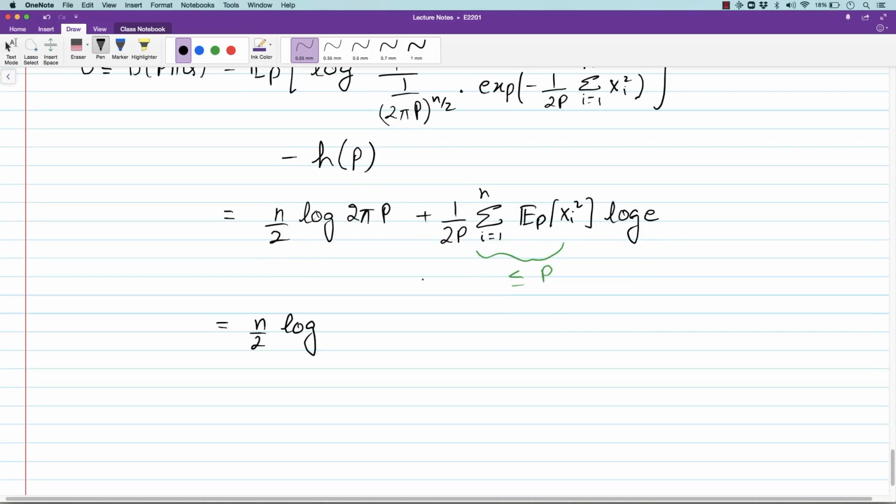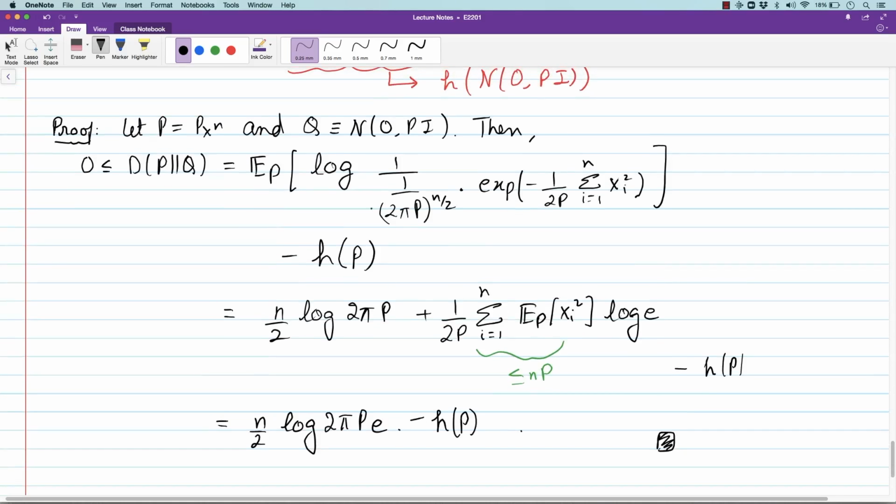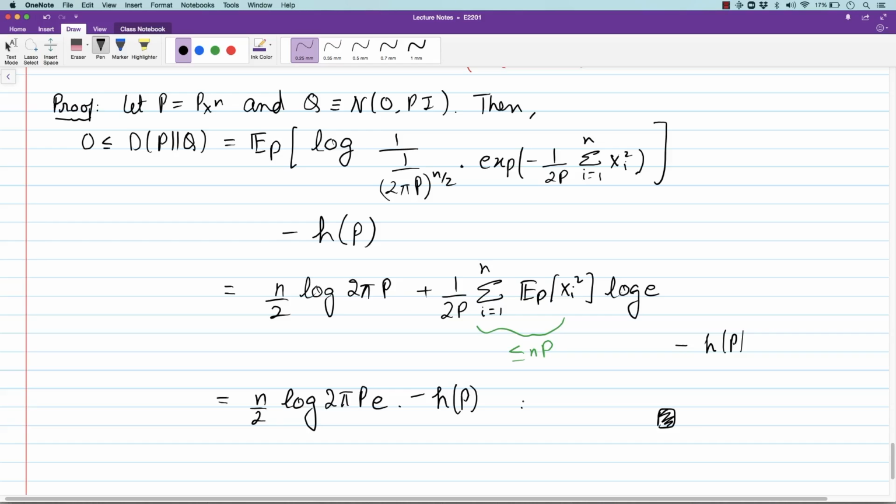But this result is true, it doesn't matter what number you have there. So this one is less than or equal to nP, and so what you get is n by 2 log 2 pi P, and then an extra e here. Of course, this minus h(p) still remains here. So this difference is greater than or equal to 0, therefore h(p) is less than or equal to this, and remember, this is the one for Gaussian distribution. The only thing we used here is this bound, very similar to the proof you saw for geometric maximizing the entropy. Okay, great.